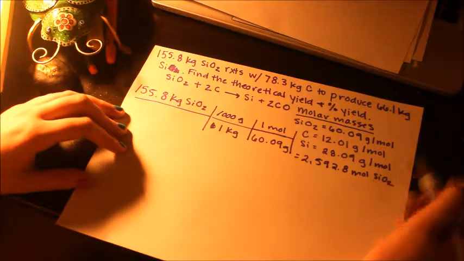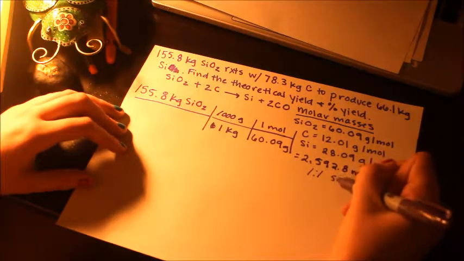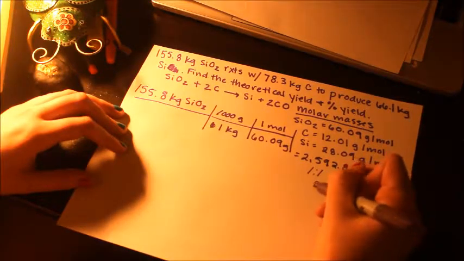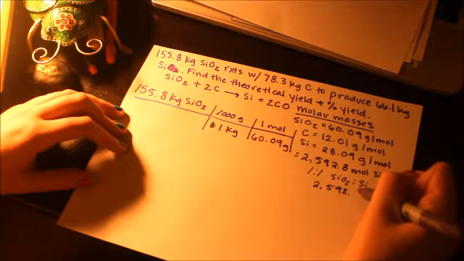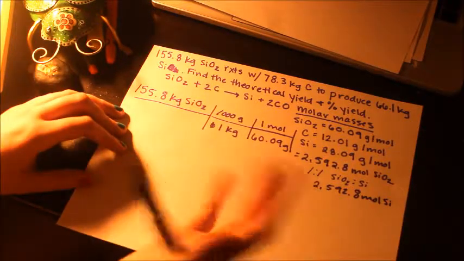And since Si is 1 mole part of this, we can assume a 1-to-1 ratio of SiO2 to Si, so we can say that 2,592.8 moles of Si were produced. Hopefully that makes sense.